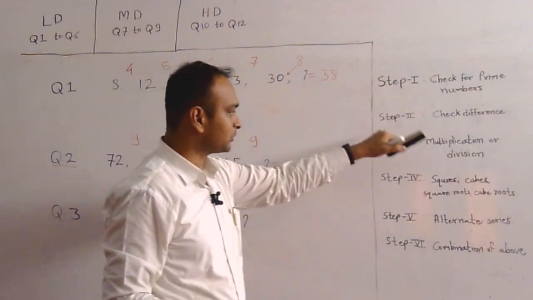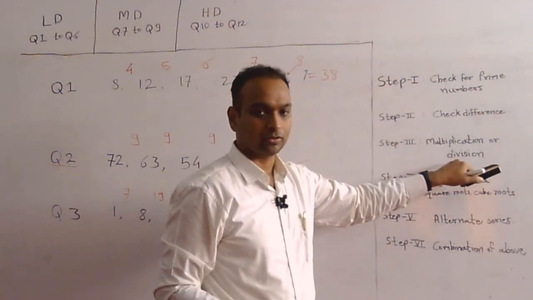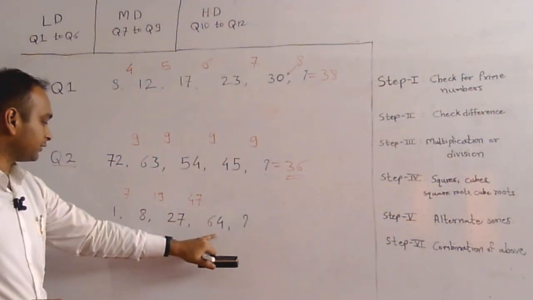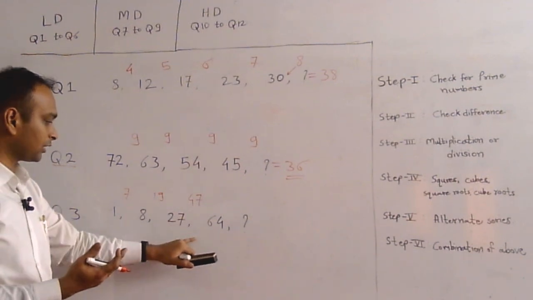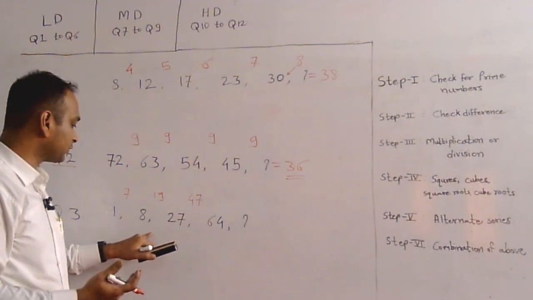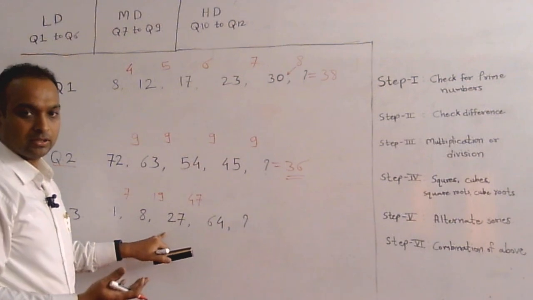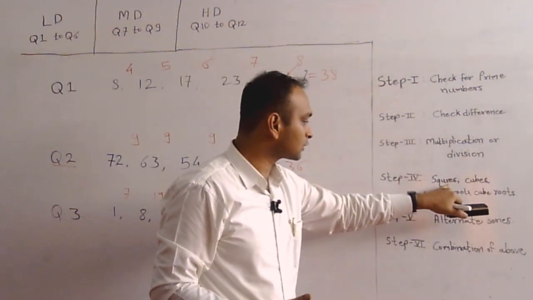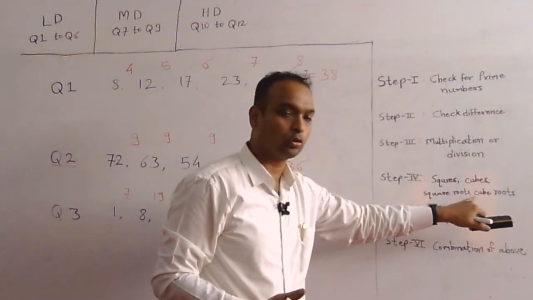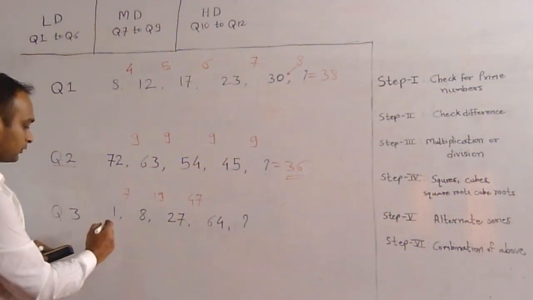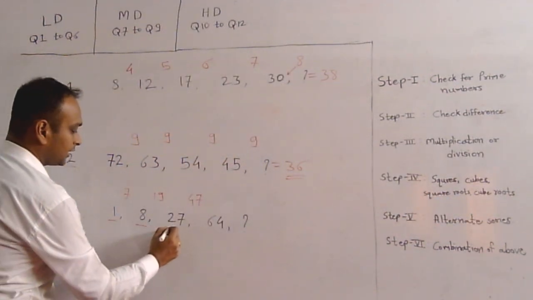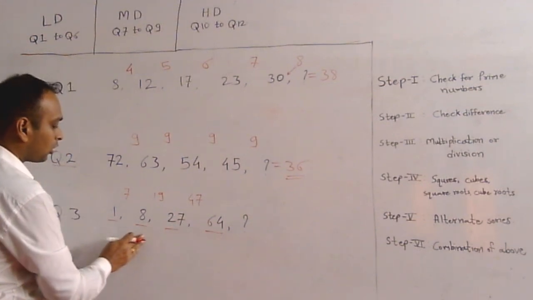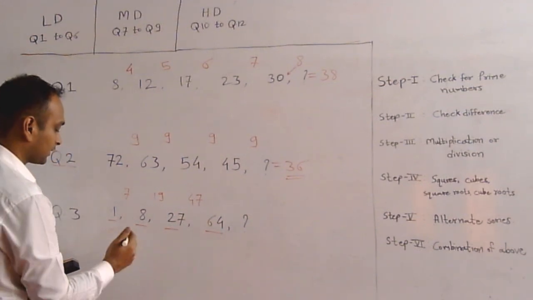Now let's go for step 3, multiplication or division. If you check the series, even with multiplication and division, we cannot apply any logic. So it might not be that logic as well. Go for the next step, step 4, which is squares, cubes, square roots, cube roots. Now if we observe all the numbers 1, 8, 27, 64, all these numbers are cubes of some numbers.